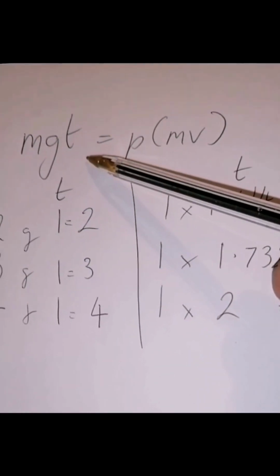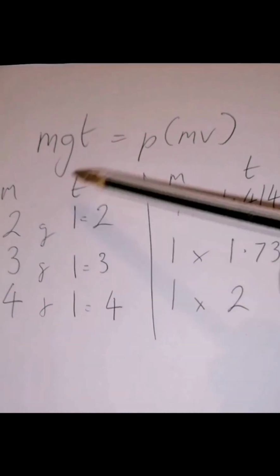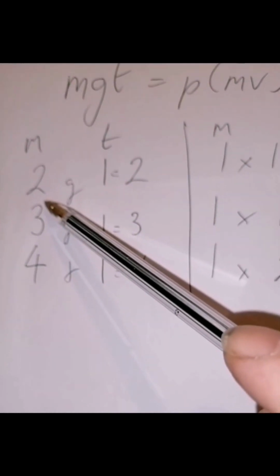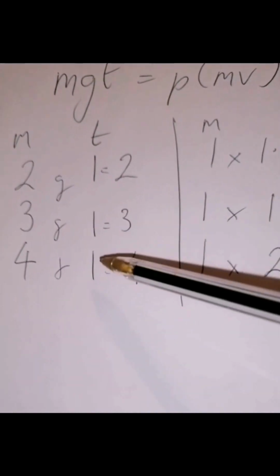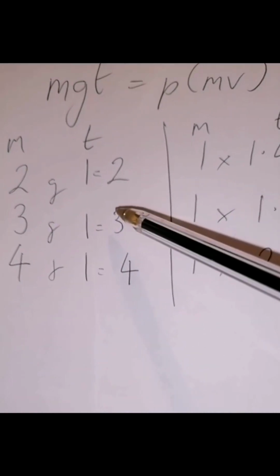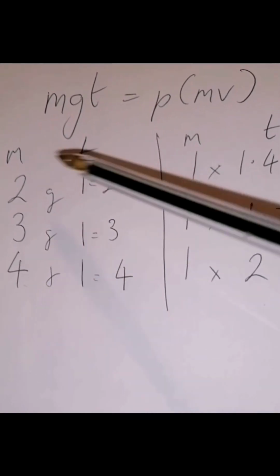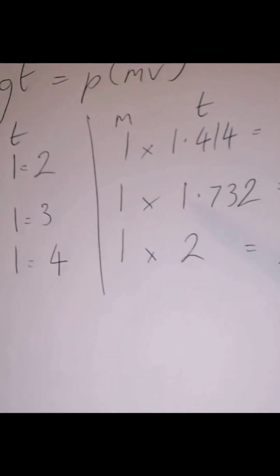If we were using the MGT formula, which is equal to P, obviously again we've got G on both sides, so we can just go with the time. So we'll be dropping a 2 mass, a 3 mass and a 4 mass, all dropping one distance, so all 1 unit of time. So literally 2 times 1 is 2, 3 times 1 is 3, and 4 times 1 is 4. So that would be what the MGT would predict for those masses being dropped.